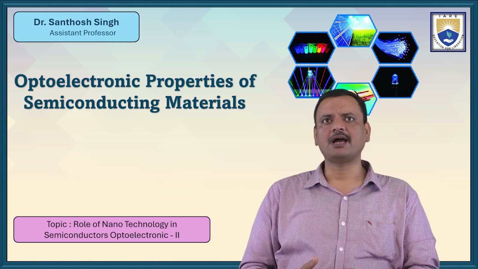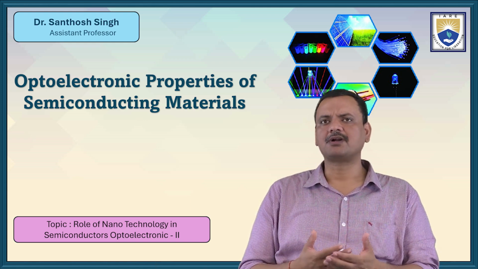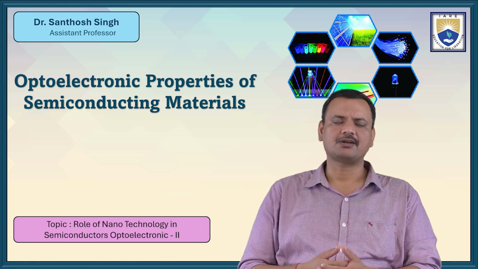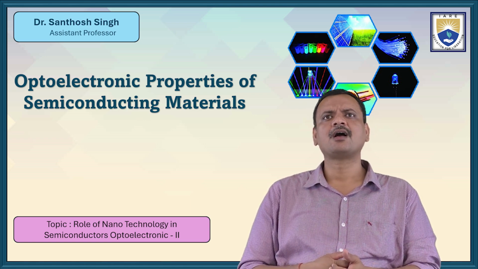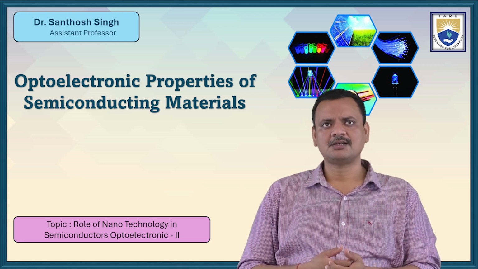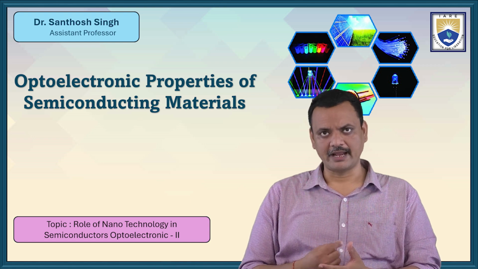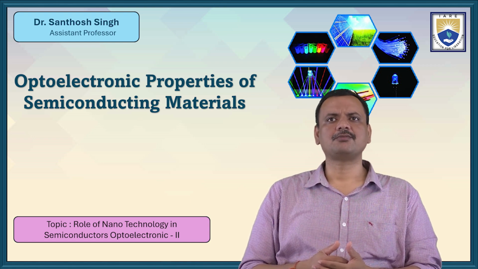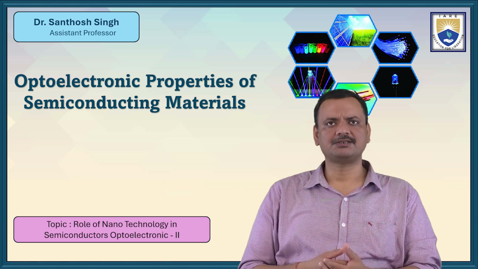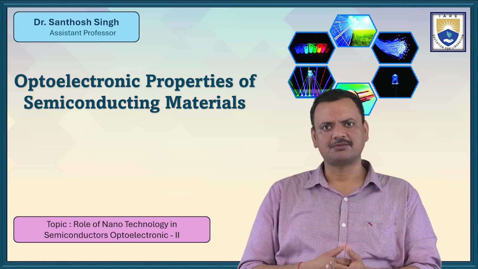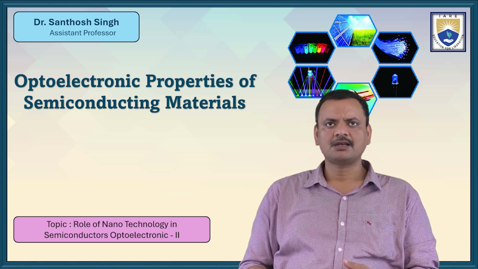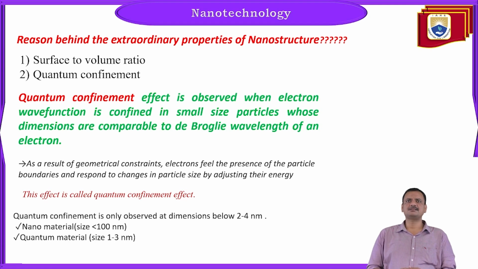Basically, I will discuss why the abrupt change in the properties of nanomaterials occurs. What is the main reason that once you go from a bulk material to its nano counterpart, the property abruptly changes? Why do such things happen? What is the reason behind the extraordinary properties of nanostructures?